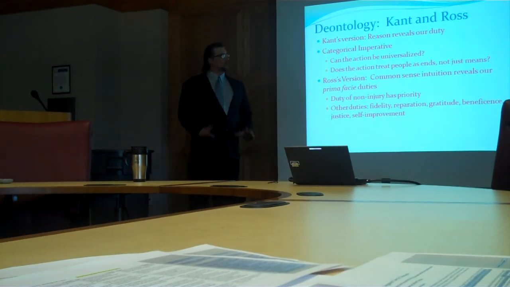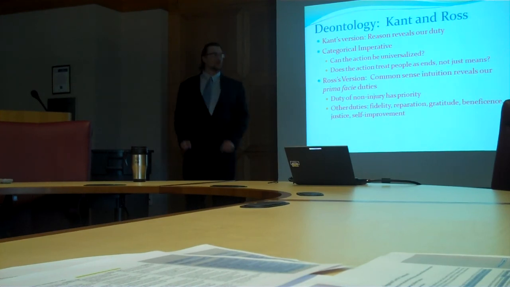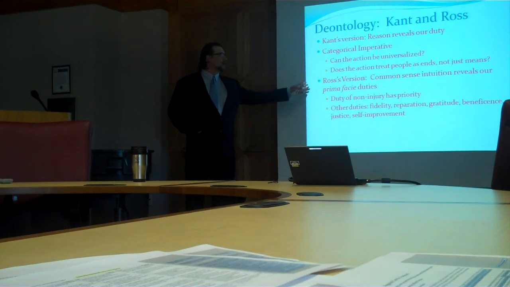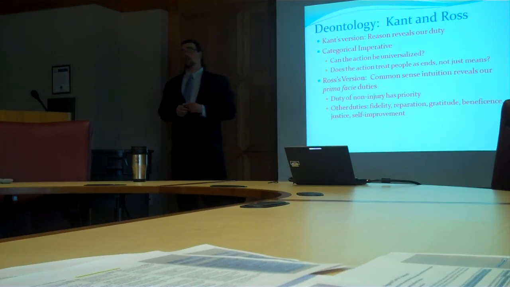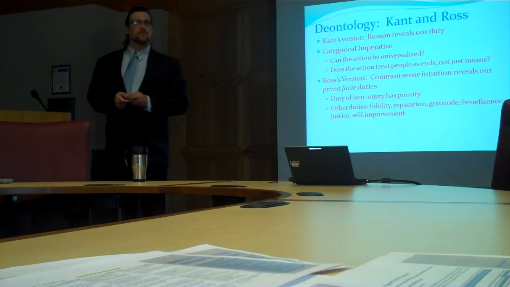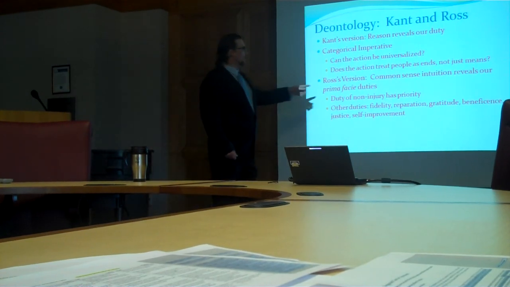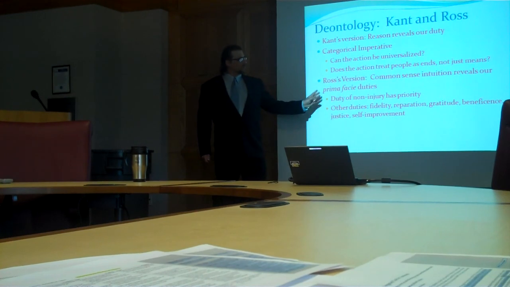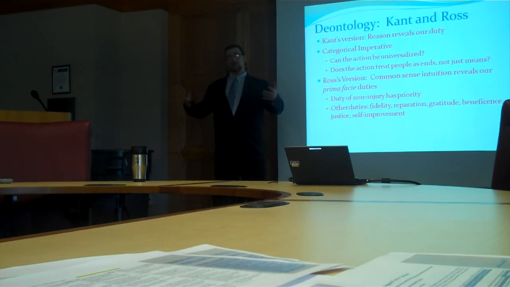Ross's version is a little bit more complicated because he doesn't have a basic rule that you can break this down to. He talks about what he calls prima facie duties, meaning duties that you just sort of recognize. And the first one of these is non-injury. Then there's fidelity, reparation, meaning paying people back what you owe, gratitude, beneficence, when you have the chance to do well to other people, you do so, justice, and even self-improvement.